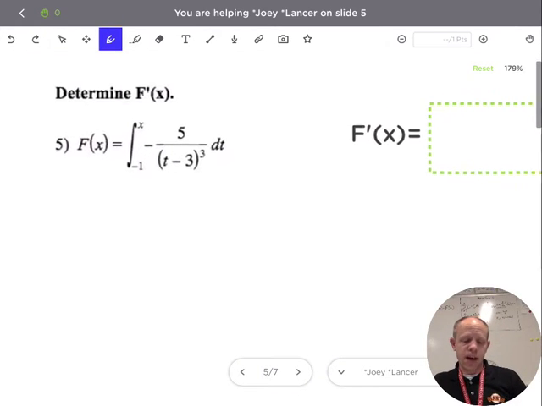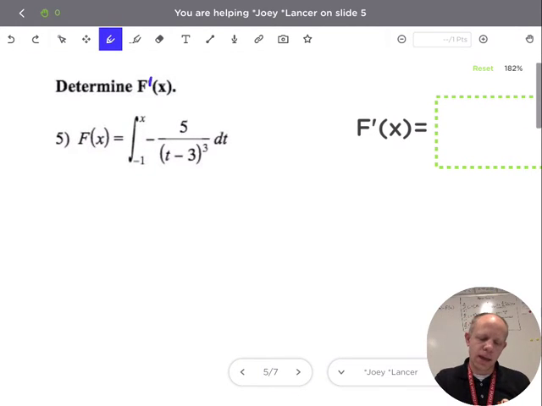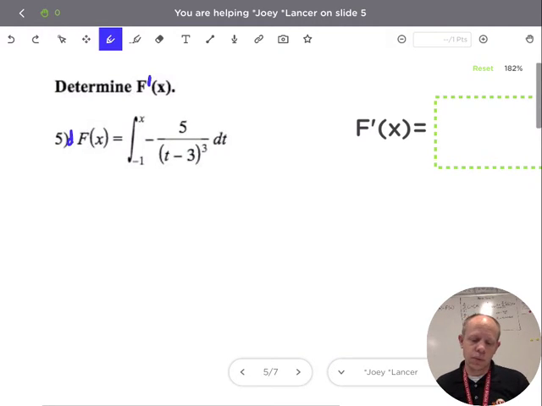All right, in question 5, it says determine F prime at x. Okay, so capital F prime at x. So what we're doing here is we're going to find the derivative of the antiderivative. And it tells us what the antiderivative is here. It's the definite integral from -1 to x of that function with respect to t.